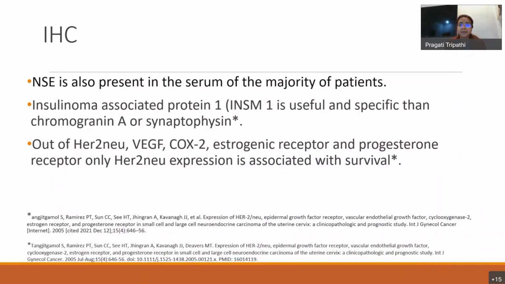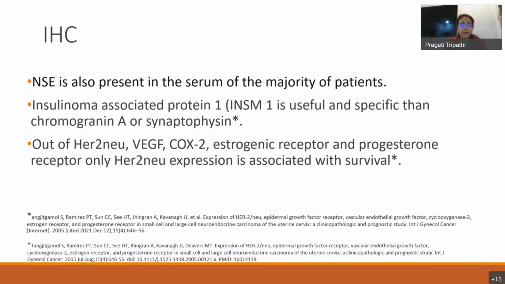Now, neuron-specific enolase is not only seen on the tumor cells of neuroendocrine cancers, but it is also present in the serum of the majority of the patients. The upper cutoff level of neuron-specific enolase in serum is from 16.5 to 20 nanogram per ml. This can be used in the follow-up of the patients also.